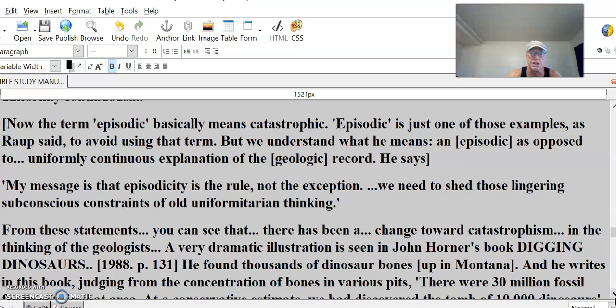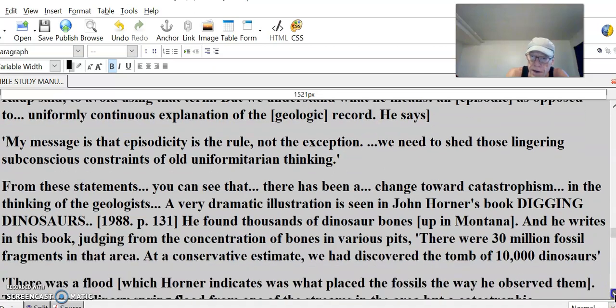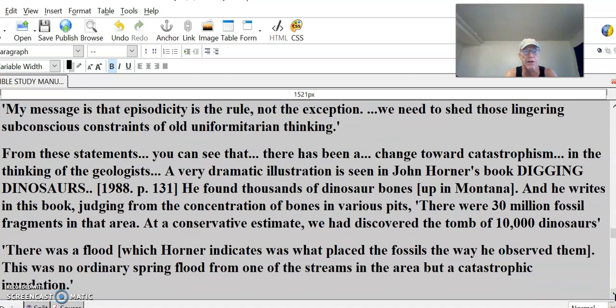A very dramatic illustration is seen in John Horner's book, Digging Dinosaurs, 1988. He found thousands of dinosaur bones up in Montana, and he writes in this book, judging from the concentration of bones in various pits, there were 30 million fossil fragments in that area. At a conservative estimate, we had discovered the tomb of 10,000 dinosaurs. There was a flood, which Horner indicates was what placed the fossils the way he observed them, all leaning in the same direction. This was no ordinary spring flood.